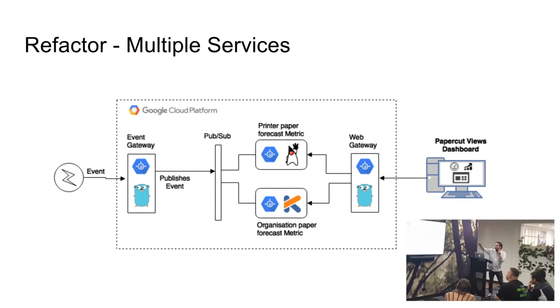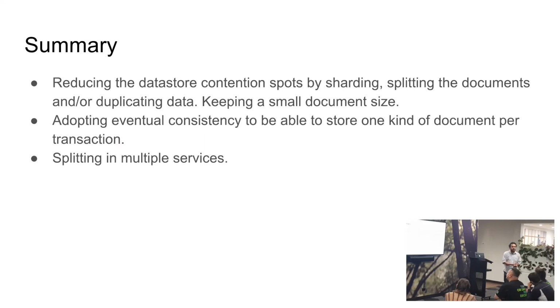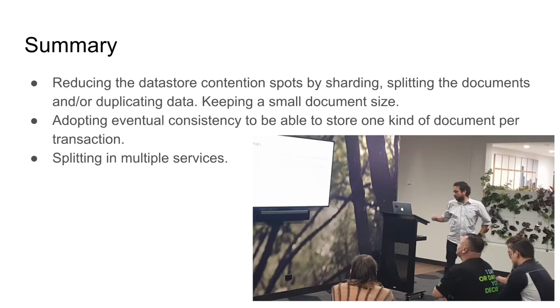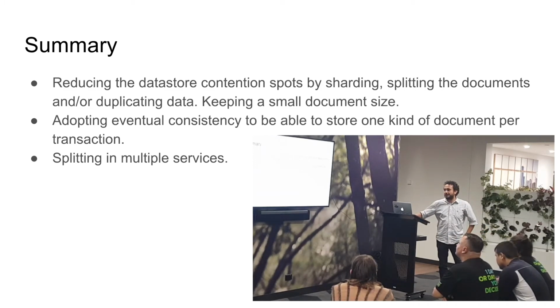So, as a summary, we have three big things. The first one is reduce datastore contention: split documents, don't store big documents. It's better to have duplicated data than huge documents in the datastore. The second one is remove multi-group transactions, use eventual consistency, use PubSub, use TaskQueue. They are cheap things in there. And the third one that worked for us was splitting the whole thing into multiple services.